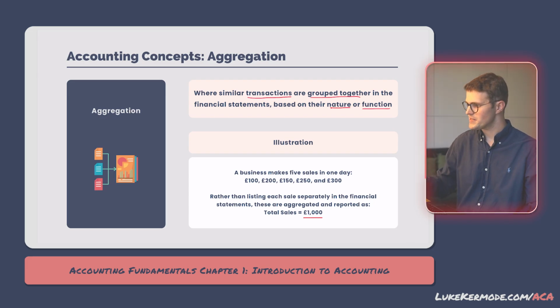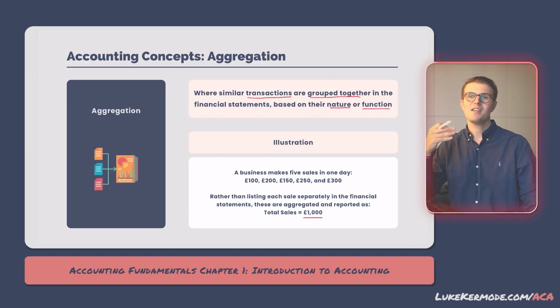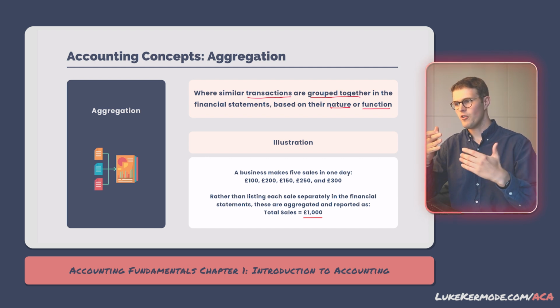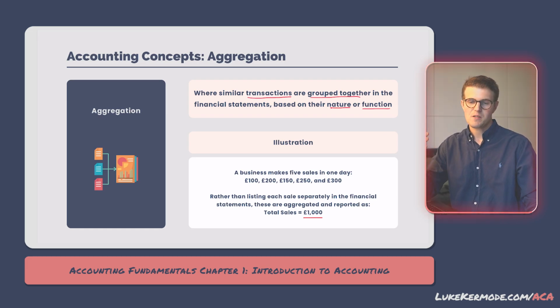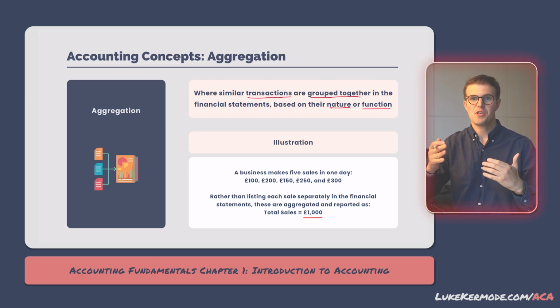It's also important to understand the link between aggregation and materiality. If a particular item in the financial statements is not material, meaning it wouldn't influence decision making on its own, it's often grouped together with other similar items. But if an item is material, it should always be presented separately to ensure transparency and not be aggregated to other transactions. It shouldn't be concealed within the financial statements. It should be able to be easily identified by the user.